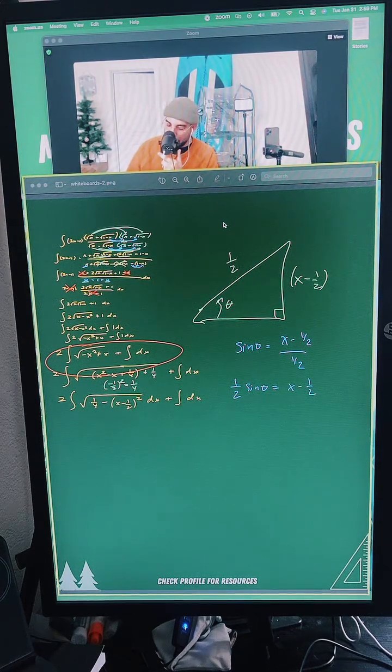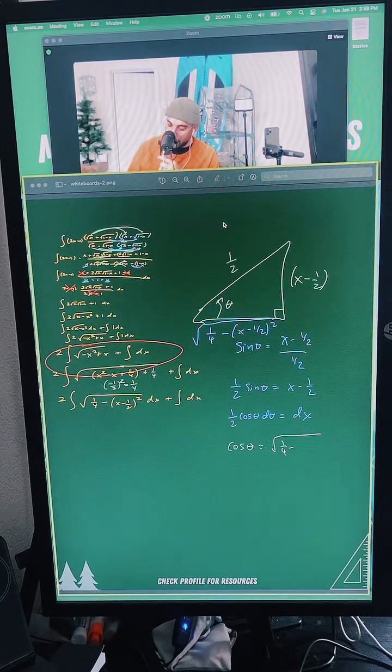And I can go ahead and take the derivative of that. So 1/2 cosine theta d theta is equal to just dx. That's going to help us for our trig sub. Okay? But we just need to figure out what that radical is. Well, looking back at the triangle, you can see that if we used Pythagorean theorem, we would get that the adjacent side, I'm sorry, is going to be the root of 1/4 minus x minus 1/2 squared. And so what we can say is that cosine of theta, looking at the triangle, is adjacent over hypotenuse. So it's the root of 1/4 minus x minus 1/2 squared, all over 1/2. So if we multiply the 1/2 to the other side, we have 1/2 cosine theta is equal to that entire root value that we had.